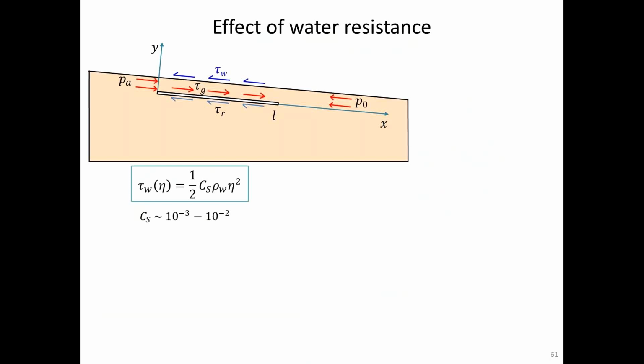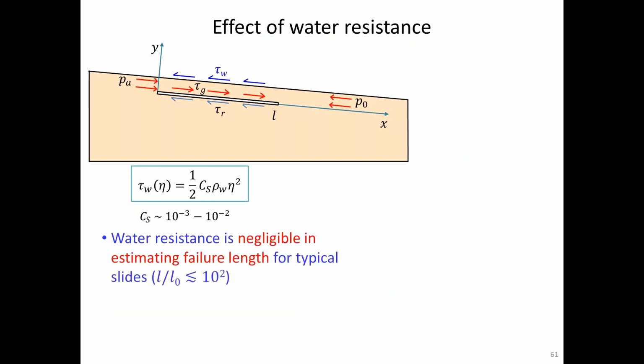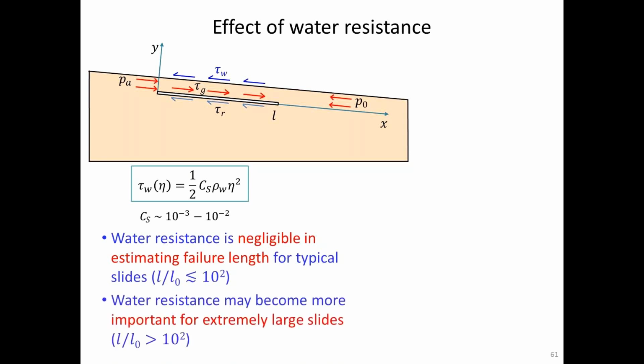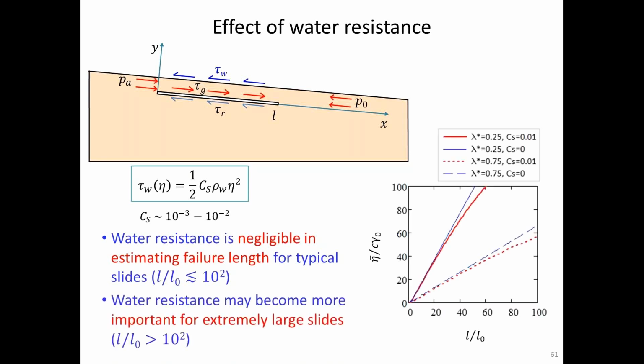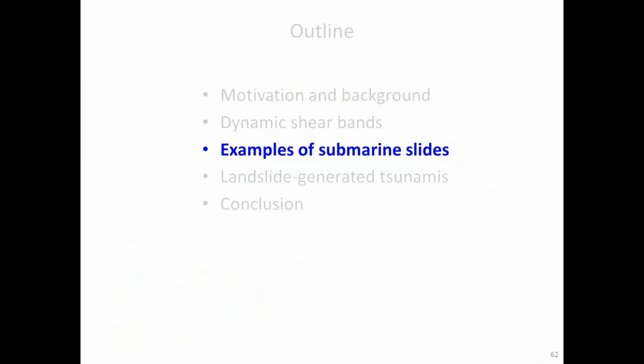And using this material slide velocity, we can actually calculate the effect of the water resistance, because the water resistance is typically proportional to the second order of the slide velocity. And it turns out the water resistance was not really making a big impact unless the slide length is more than about 100 times the initial critical length. So water resistance actually starts playing an important role for really large, extremely large slides. Again, the slide is about 100 times bigger than the critical length.